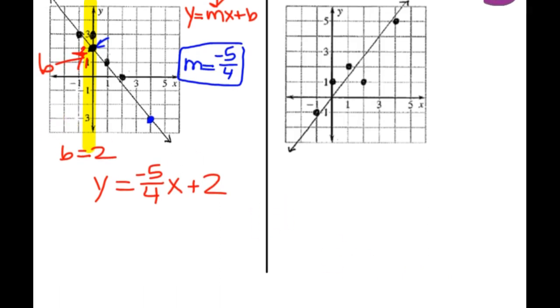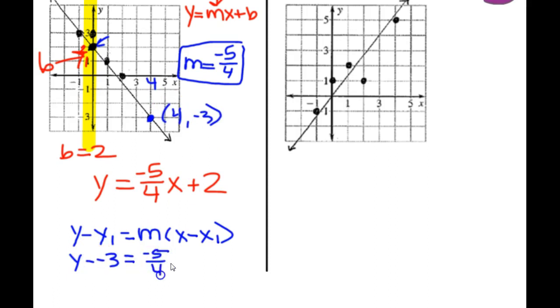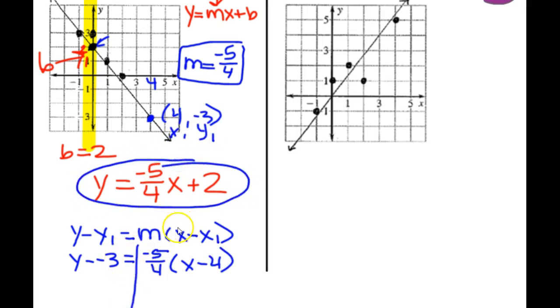If we did this a different way, you guys, you would have used your point slope form and plugged in one of your points. So for example, if you use this point 4, -3, we would have plugged those numbers into our equation. x minus our x1 would be 4. And you would have solved for y, and you would have gotten this same equation. I'm not going to go through all of that work, but know that there are multiple ways to solve the same equation.